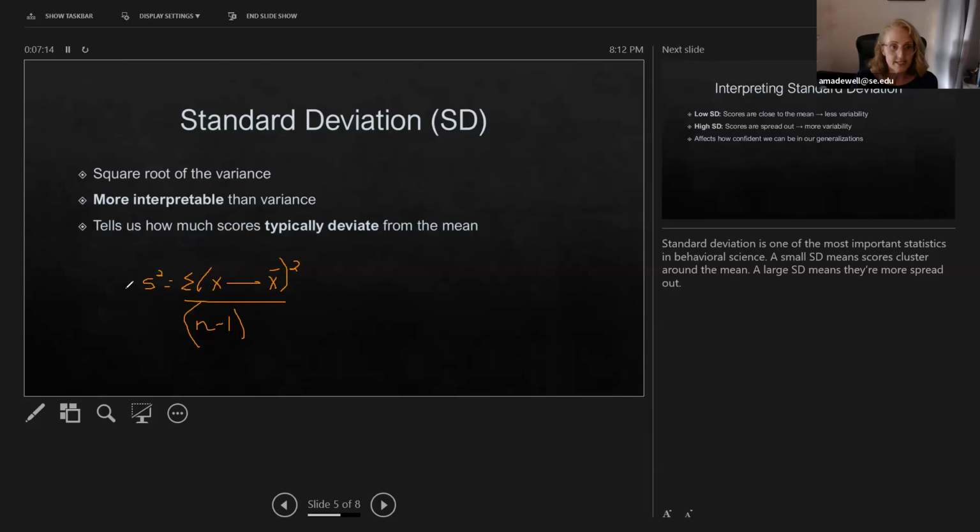To get to the standard deviation, what we need to do is take the square root of this. The square root of variance gives us standard deviation. It's more interpretable than our variance, and it tells us how much our scores typically deviate from the mean. Very useful tool.